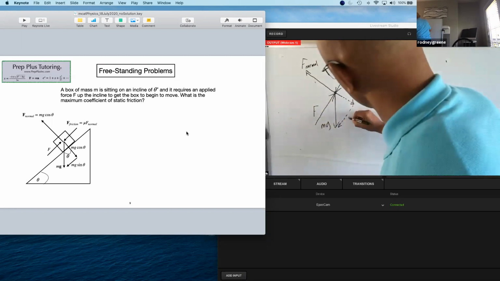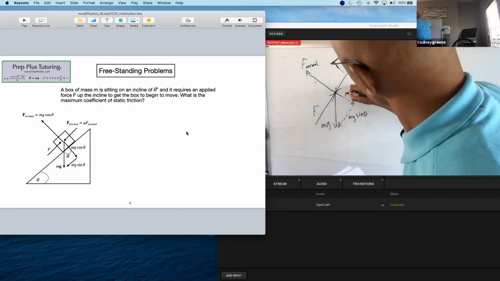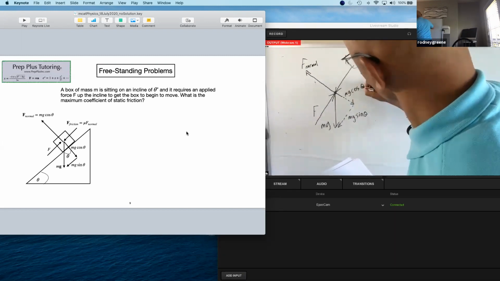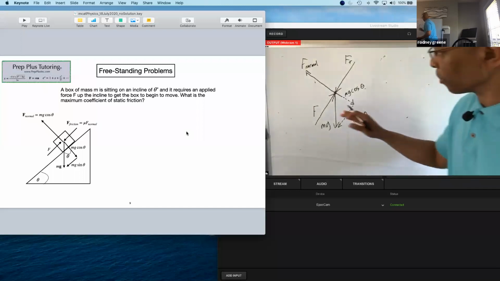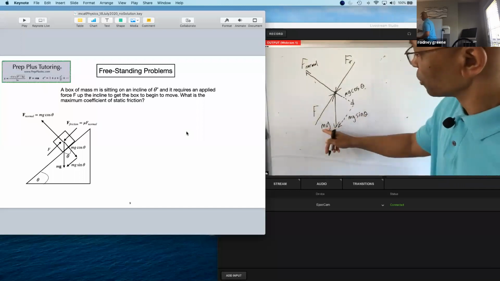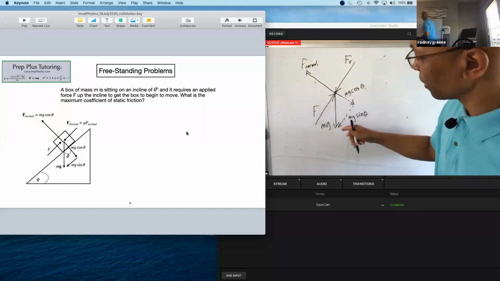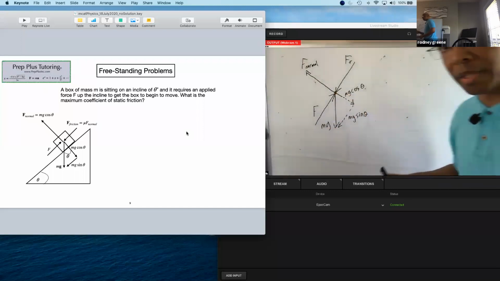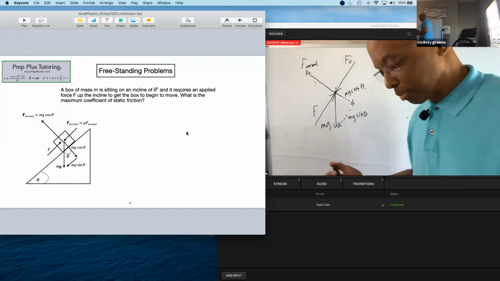So this is mg sine theta, mg cosine theta. Okay. So now we have broken up the force due to gravity in a direction that's along the incline and perpendicular to the incline. So now we can go ahead and solve this problem.